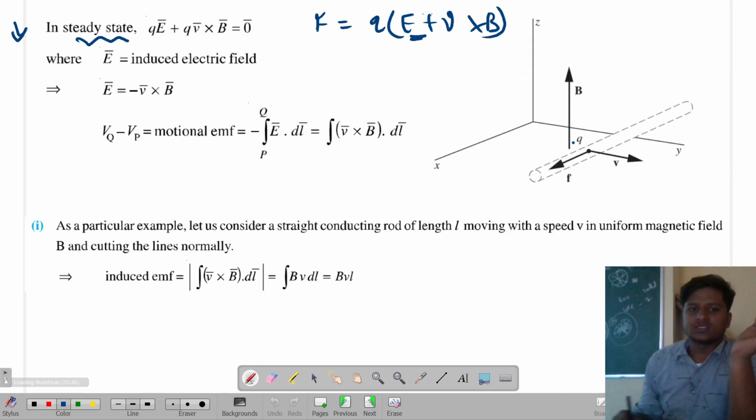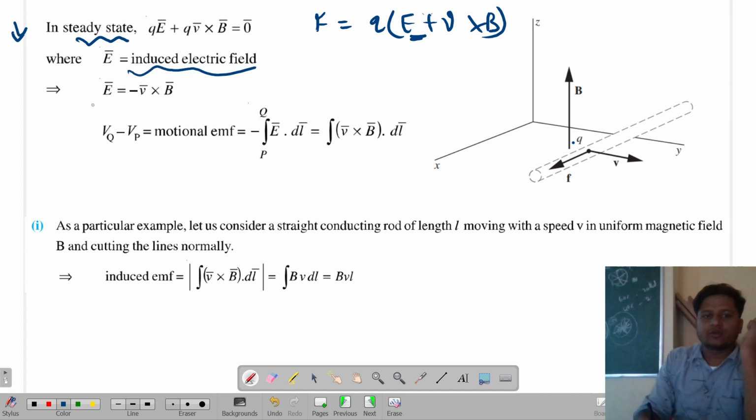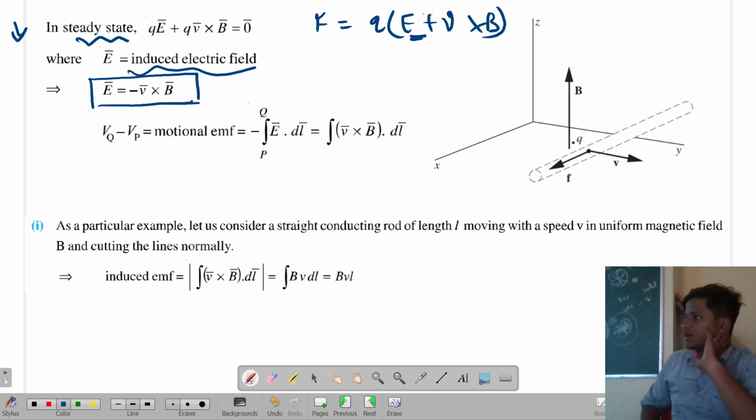Is this clear? So this is what it is saying. Look over here, if you have an induced electric field inside it, it is going to be equal to minus of V cross B. Got it or not? How much will that be? Minus of V cross B. Got it or not? Now what is the electric field? It is simple. Look over here. Electric field is nothing but potential difference divided by length L.